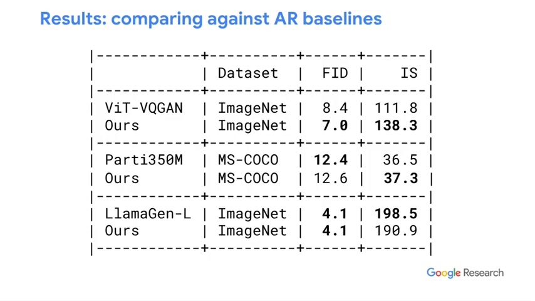We evaluate on the same settings of prior state-of-the-art autoregressive image generation: ViT-VQGAN, Parti, and LlamaGen. Our method is competitive while having additional multi-scale capabilities.